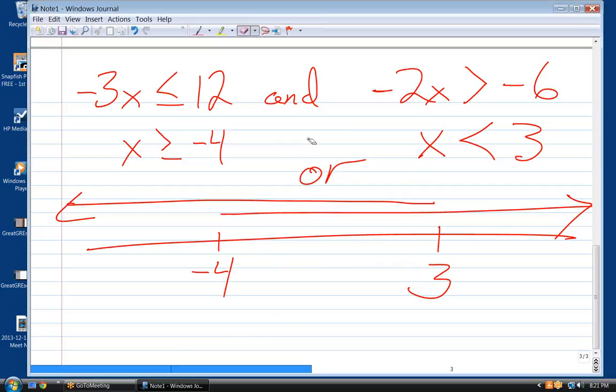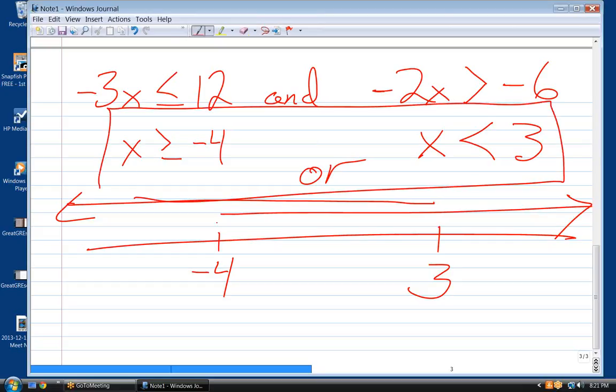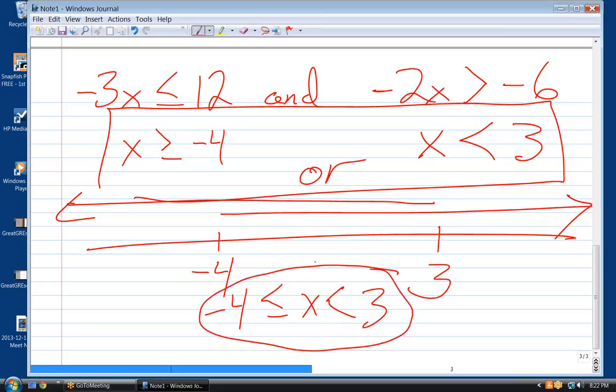It's not often you do the and. I would say 95% of my students only work with ors, and ors are relatively simple. If you get an or, this is the way you write it. Well, in this case, you would actually write it like this: x is greater than or equal to -4, or x is less than, not less than or equal to, 3. So if it was an or, that would be your solution.